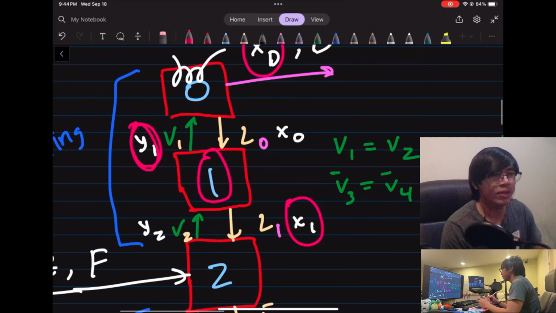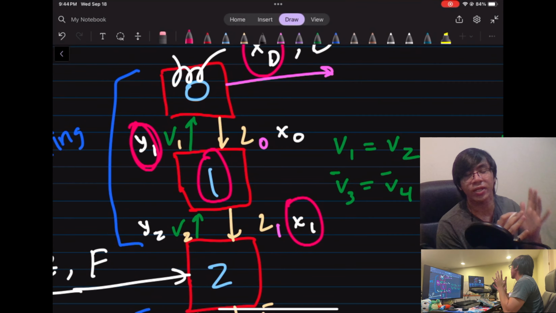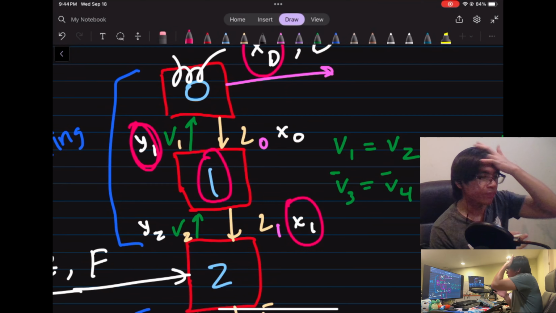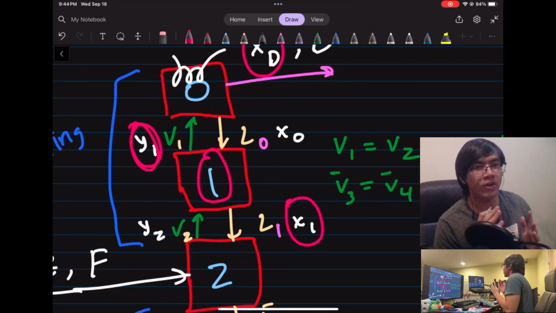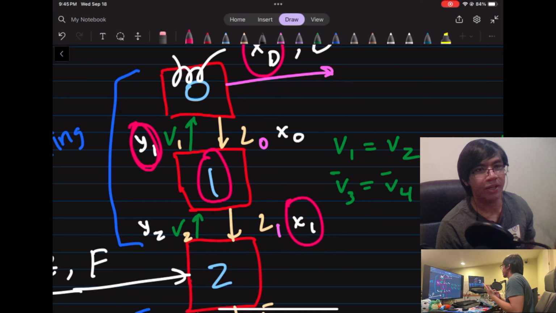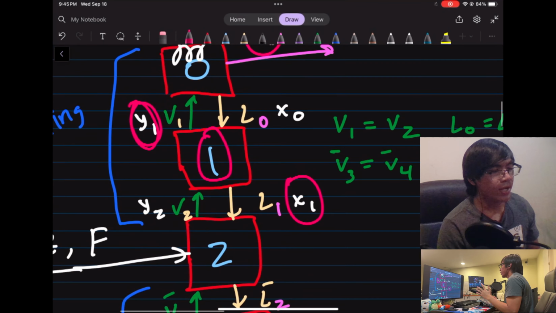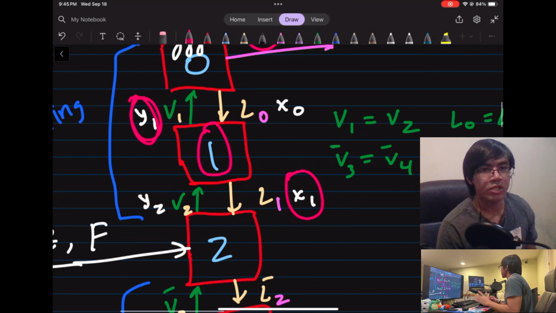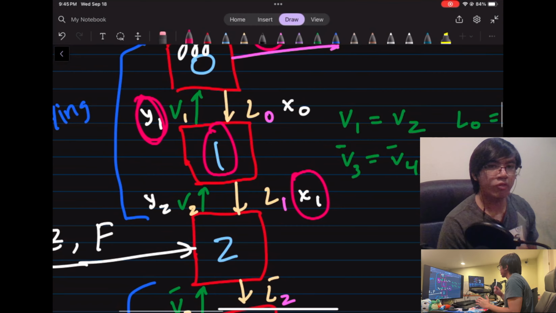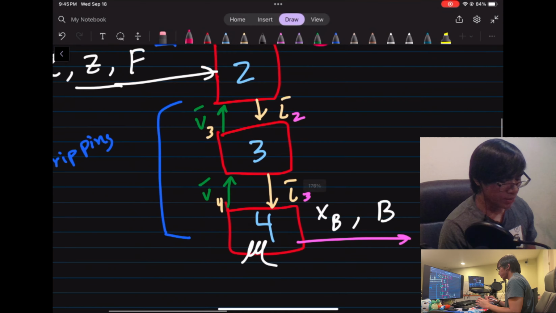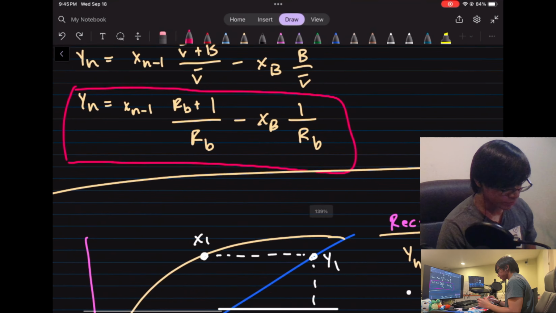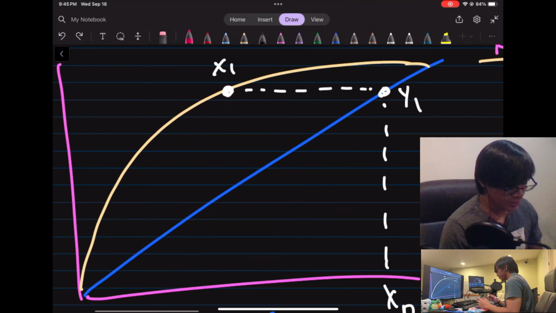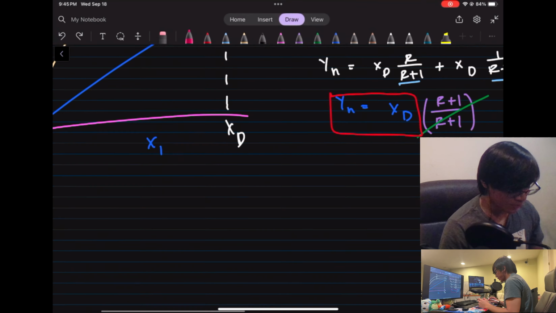Remember how I said the passing streams were the operating line, or is how we got the compositions. These compositions are coming from our mass balance, aka the operating line. And now, as we have one stream coming up from the stage below, we can get the liquid molar fraction coming down. So that is x1.